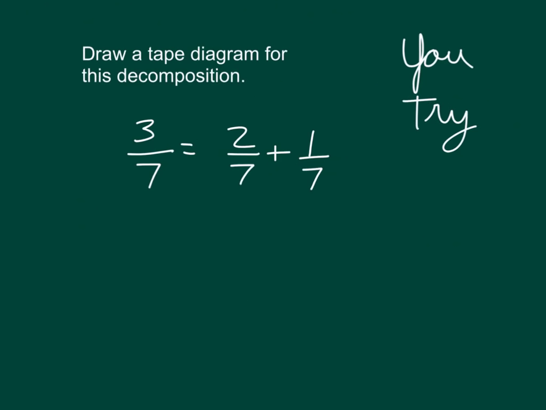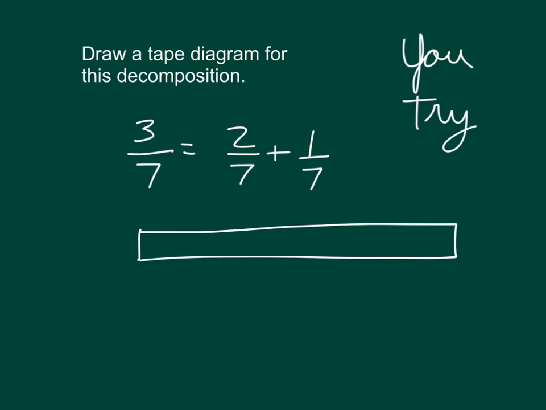Here we have the decomposition of 3/7 equaling 2/7 plus 1/7. Draw a tape diagram for this decomposition. Pause the video while you do your work. How many parts did you divide this into? The whole thing is 1. It had asked 2/7 first.